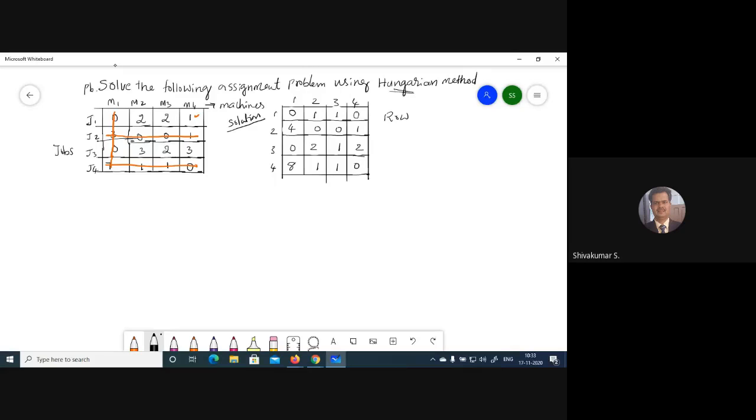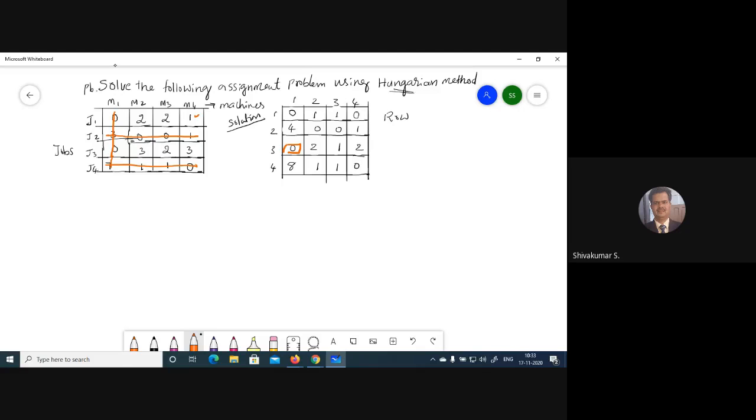Okay, now you have this table. You have to go for allocation now. As usual, I told you to choose the minimum value, a single 0. In the first row you have 2 zeros, you can't do assignment. In the second row you have 2 zeros, you can't do assignment. In the third row you have a single 0, we can do assignment for this one.